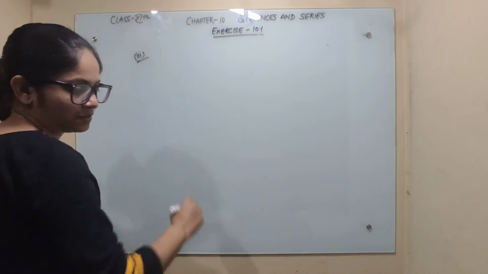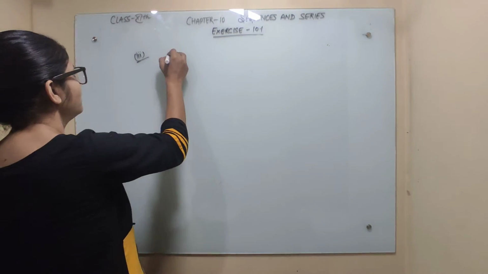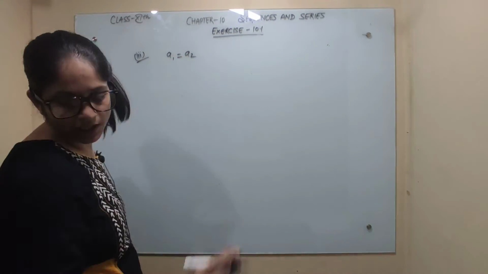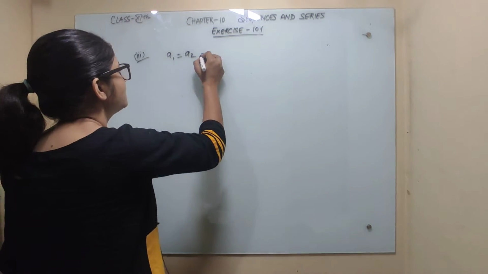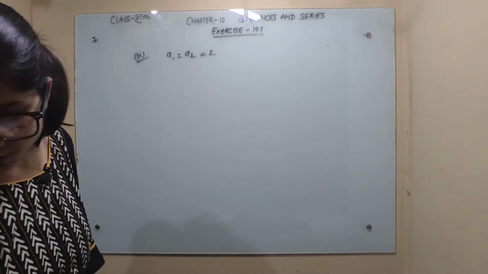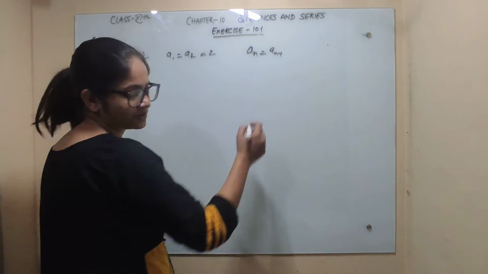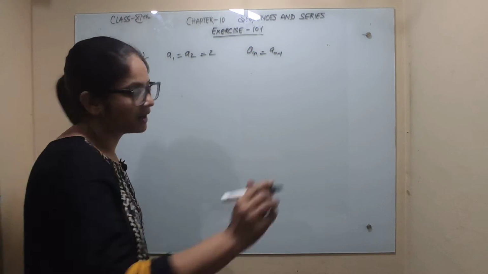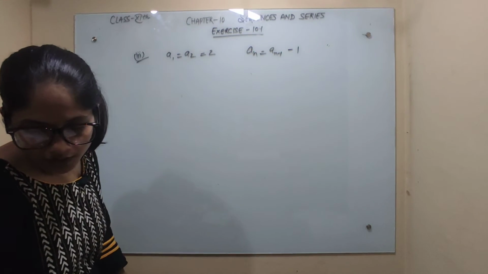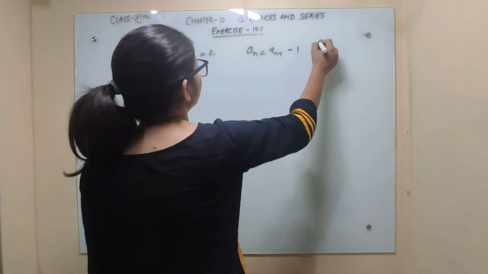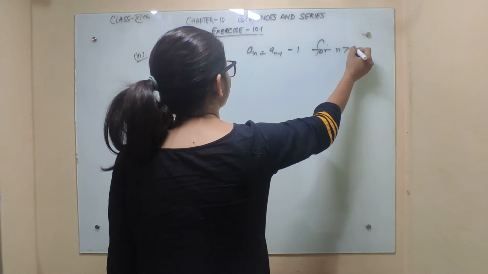Question number 10, third part. It's given a1 is equal to a2 is equal to 2, which means a1 is 2 and a2 is also 2. an is equal to an minus 1 minus 1, for n is greater than 2.